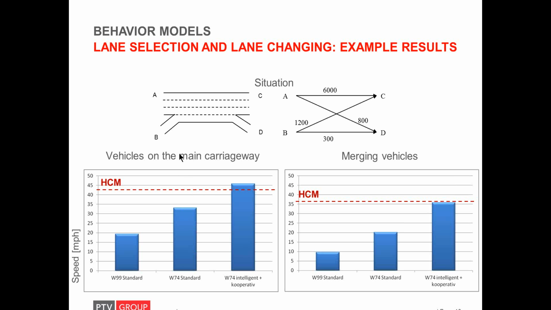So for the vehicles on the main carriageway as well as for the merging vehicles, in these diagrams you can see the average speed on the y-axis for the vehicles on the main carriageway and the merging vehicles for different parameter sets. And the rightmost column represents the simulation results gathered with enhanced driver cooperation, and the red line here represents the results published in the HCM, and as you can see, it matches pretty well with the Vissim simulation results.